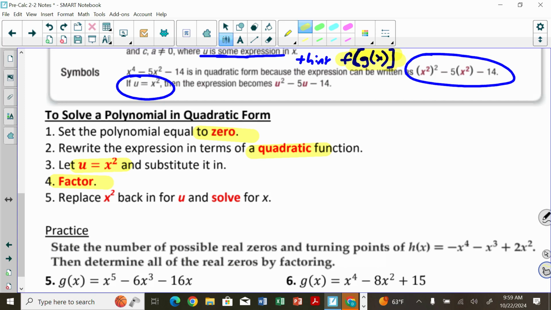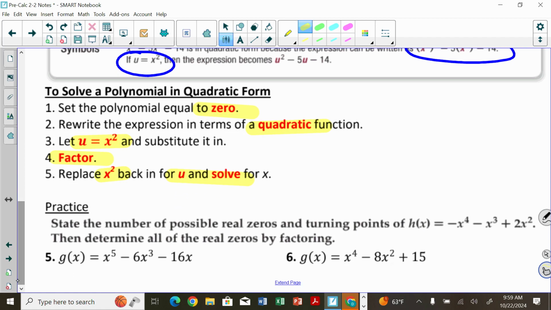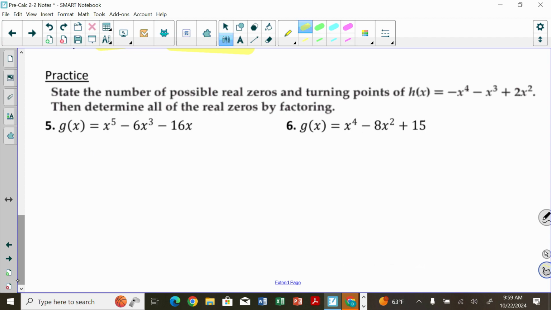And then we want to replace x squared back in for u and solve for x. So a lot of stuff here, but it's basically factoring, and then you might have like 1 or 2 extra steps. So let's practice down here.